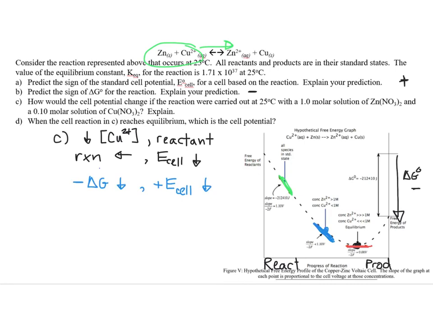So the cell potential, well, and that kind of leads into part D. When the cell reaches equilibrium, the slope of that tangent line is 0. And we'll write this in red because it goes with that point on the graph. The slope of the tangent line is 0. So the Gibbs free energy change is 0. So the cell potential is 0 and the battery is essentially dead.